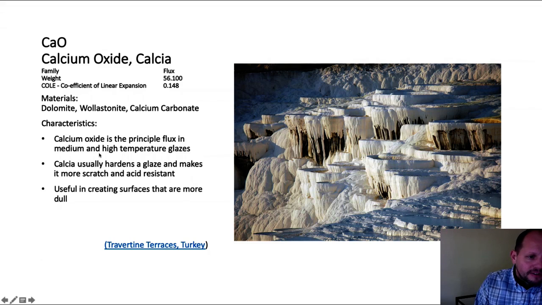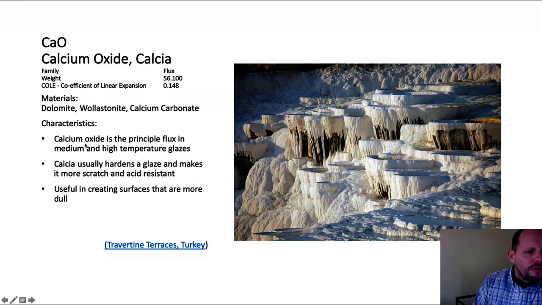However, it can be used as a principal flux in medium to high temperature glazes. It usually hardens glazes, makes them more scratch resistant and more acid resistant. And it's useful in creating surfaces that are more matte. So these alkali earths will crystallize during cooling and form these really consistent matte to satin matte glazes.